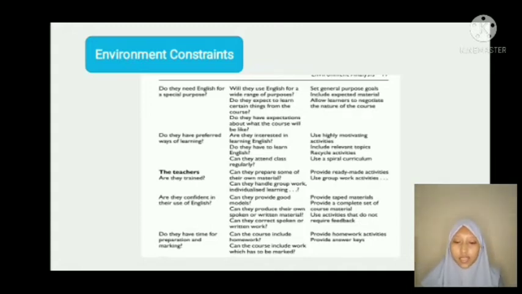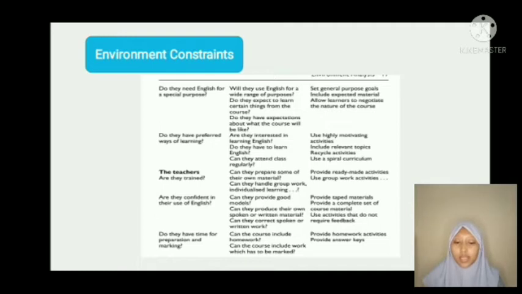Next, the constraints that come from the teacher. The example is, are they trained? Can they prepare some of their own material? If yes, provide ready-made activities. And the other, can they handle group work, individual learning, and so on? If yes, they will use group work activities.